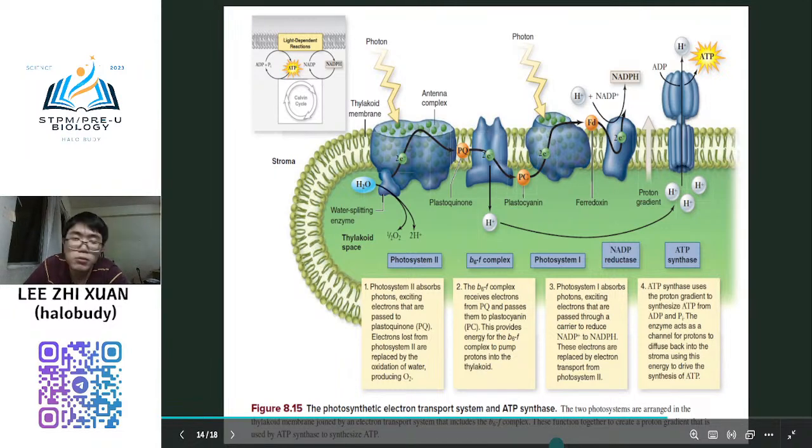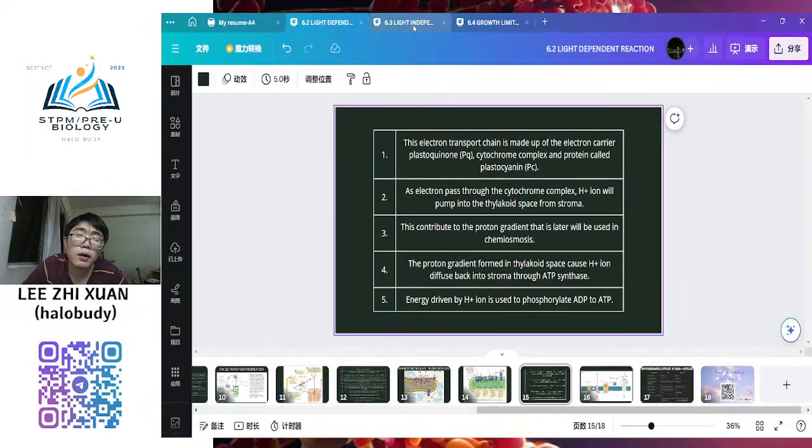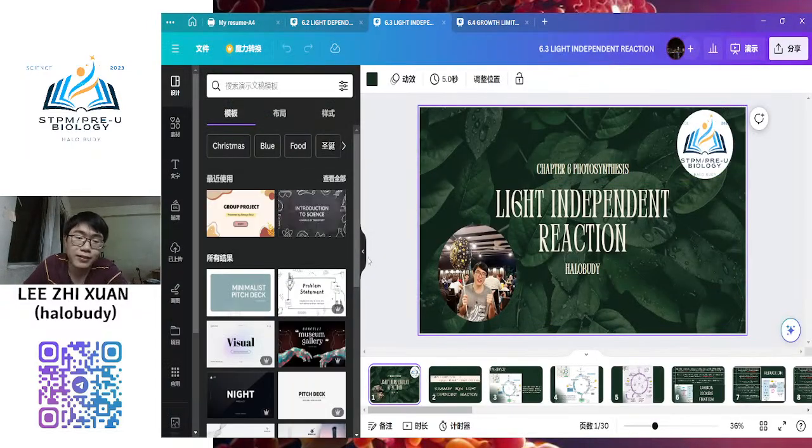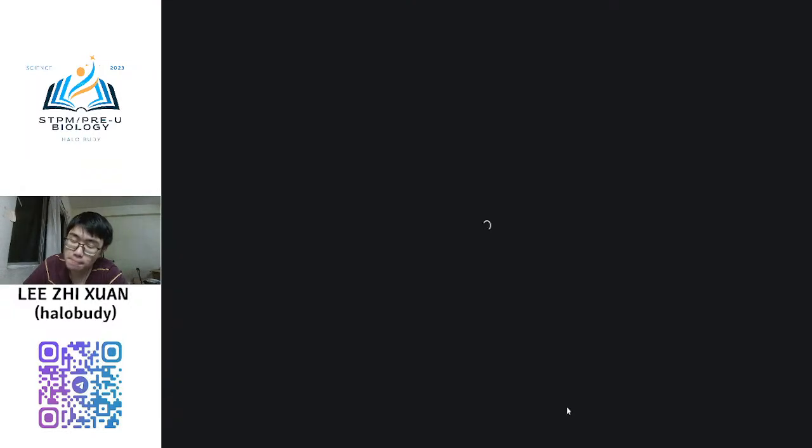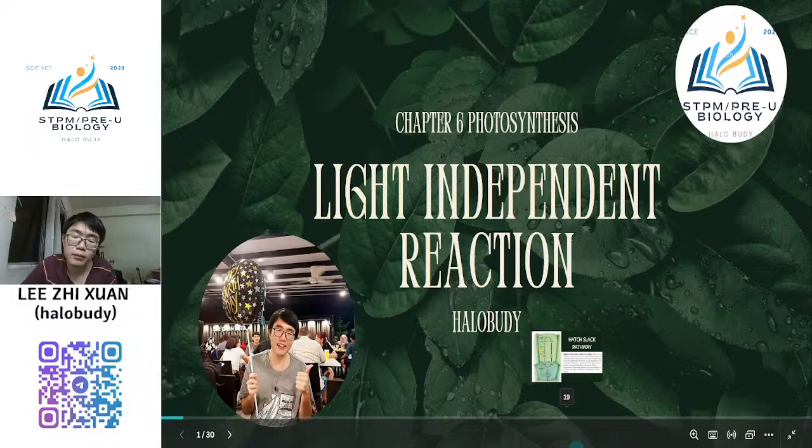Okay, so any question yet for the light dependent reaction? If no, then I will proceed to the light independent reaction. No question. Okay, now we go toward the light independent one.